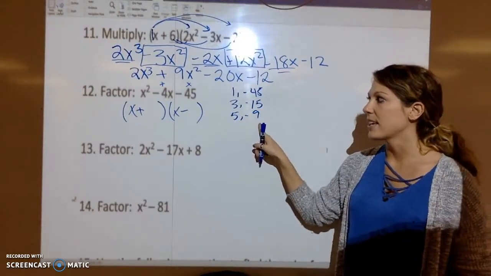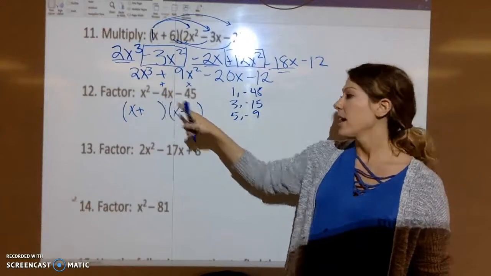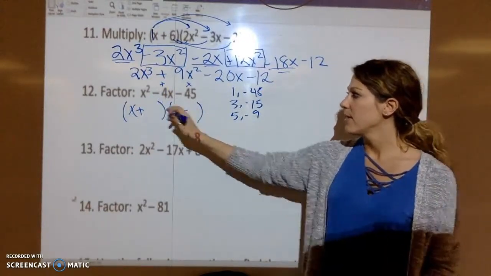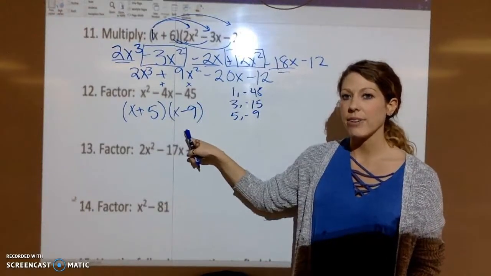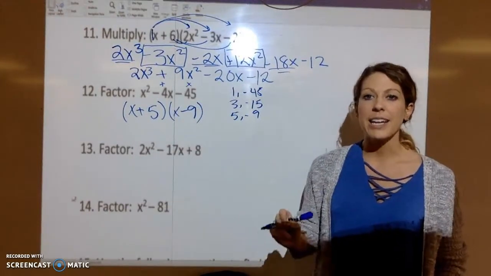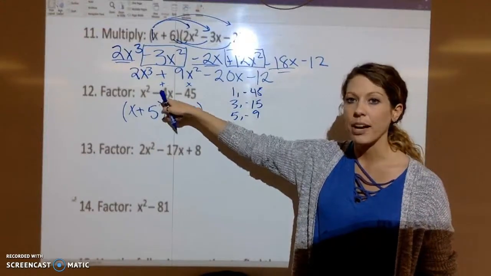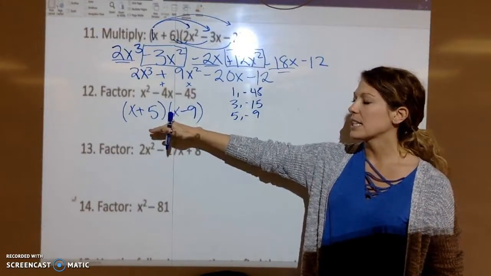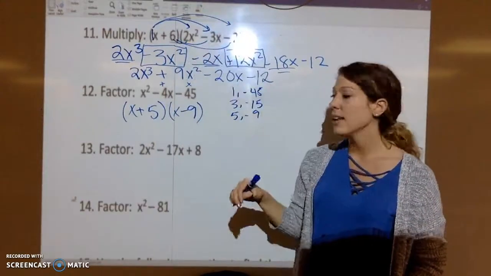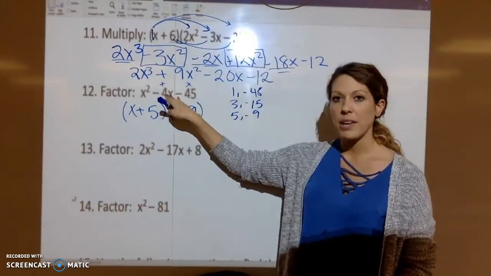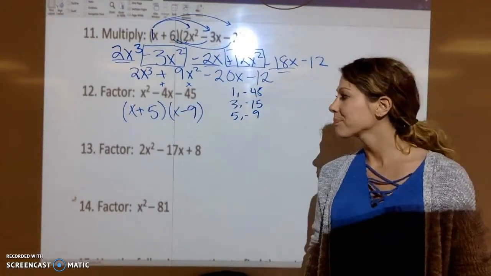5 plus negative 9 is negative 4. So that's a positive 5 and a negative 9. I can't put positive 9 and negative 5 because if you add positive 9 and negative 5, you would get a positive 4. So this would be our final answer because if you distribute this out like we did on number 11 or number 10, then you'll get what you started with. And that's how you can check your answer.